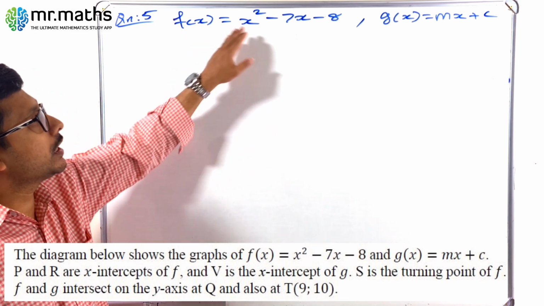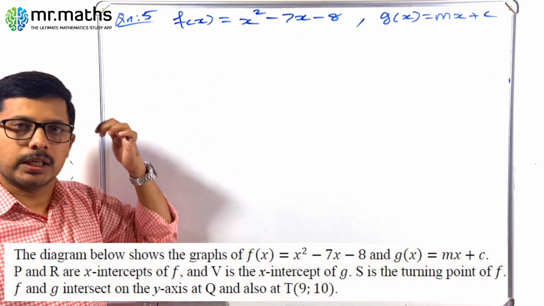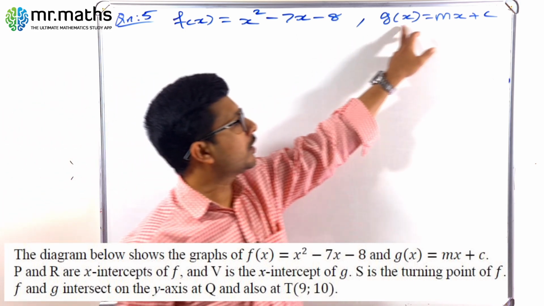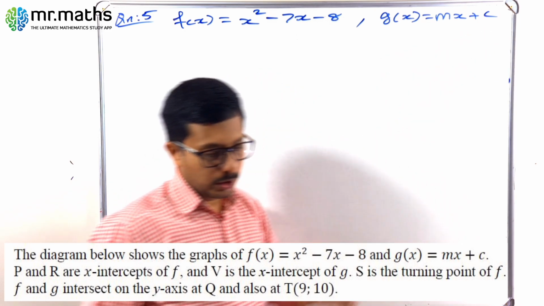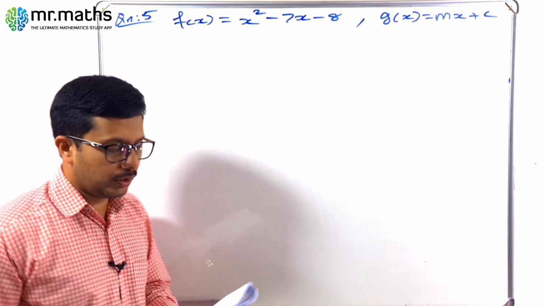One is f of x equals x squared. What type of equation is that? It's a quadratic equation, or a parabola. And g of x equals mx plus c, you know that one is a straight line. So there are two equations given, one is f of x and the second one is g of x. Okay, now what is the question? P and R are the x-intercepts of f and v.